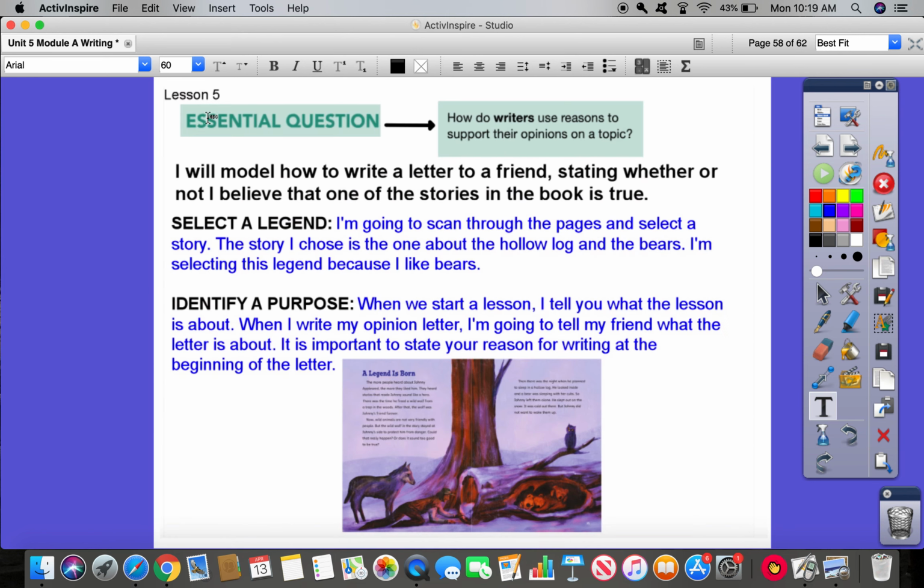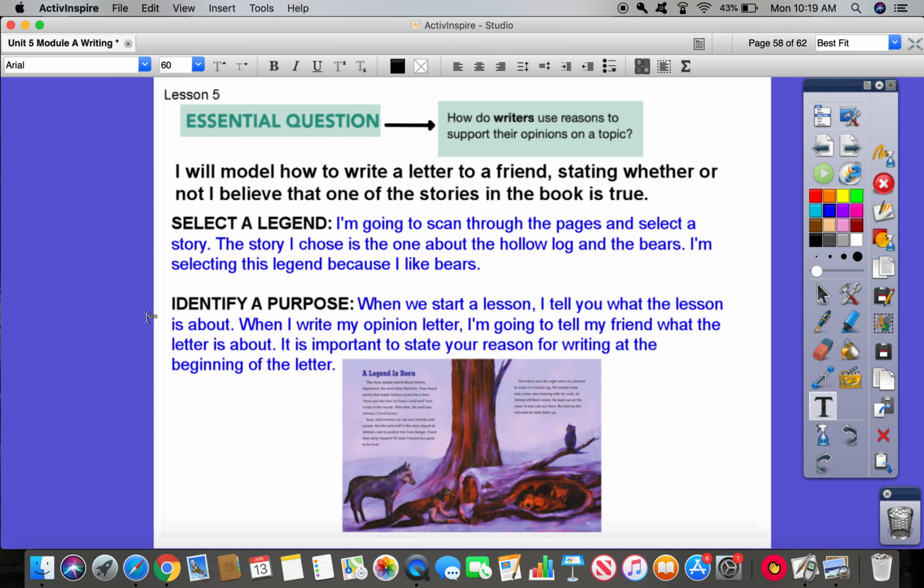So if we go back to the essential question for this unit, how do writers use reasons to support their opinions on a topic? So I will model how to write a letter to a friend stating whether or not I believe that one of the stories in the book is true. So at first I have to select a legend. I'm going to scan through the pages and select a story. The story I choose is the one about the hollow log and the bears. I'm selecting this legend because I like bears.